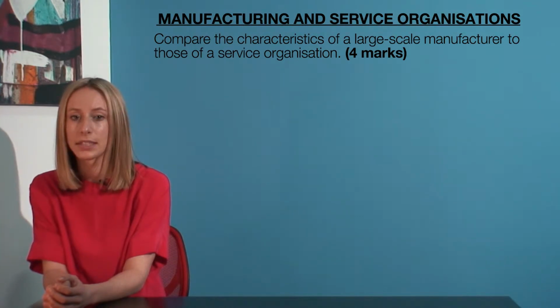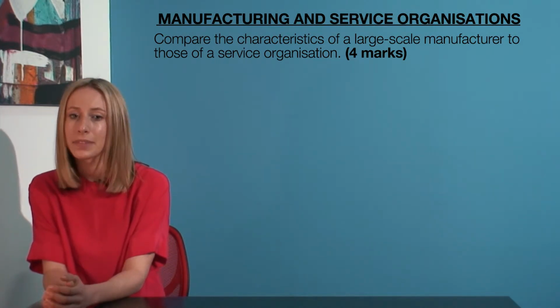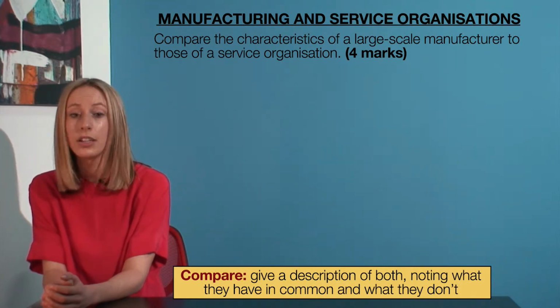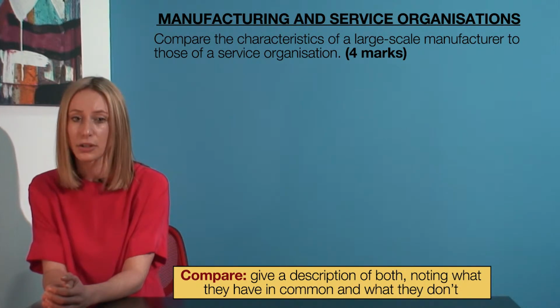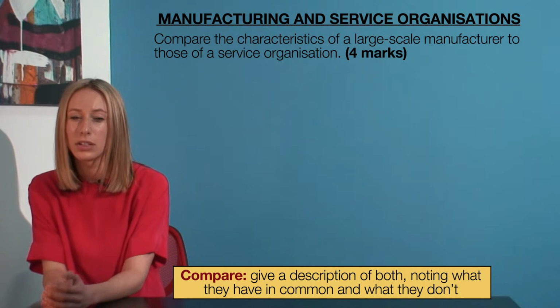4 marks. As always, the first place to start is by asking yourself what response this question is looking for. Here, we are being asked to compare certain characteristics. This is basically just asking us to give a description of both, noting what they have in common and what they don't. As it is a 4-mark question, it should be 1 paragraph long, so about 5 or 6 sentences.